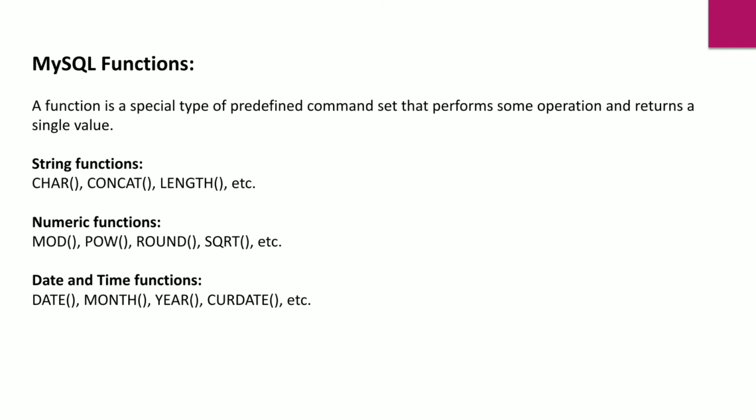Here I give some examples: char, concat, length, etc. Char returns the character for each integer passed. If you pass the value, suppose char 65, it shows the capital A. Concat means it returns a concatenated string. Here you have to pass two strings, and after that it shows the merged or combined string. And length returns the length of the string in bytes, the total number of bytes it uses.